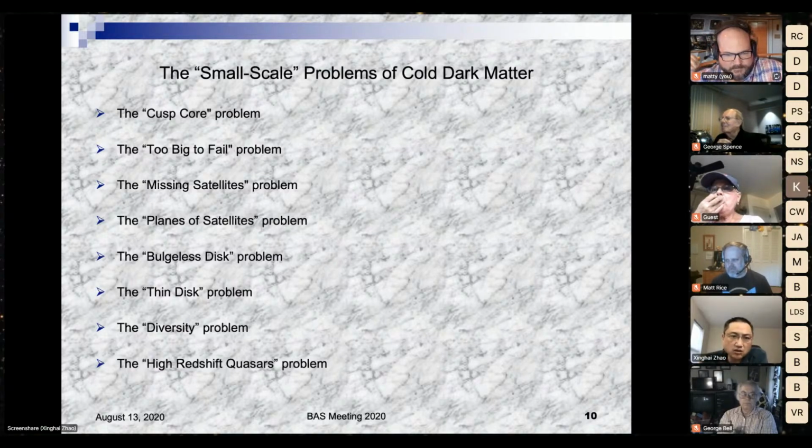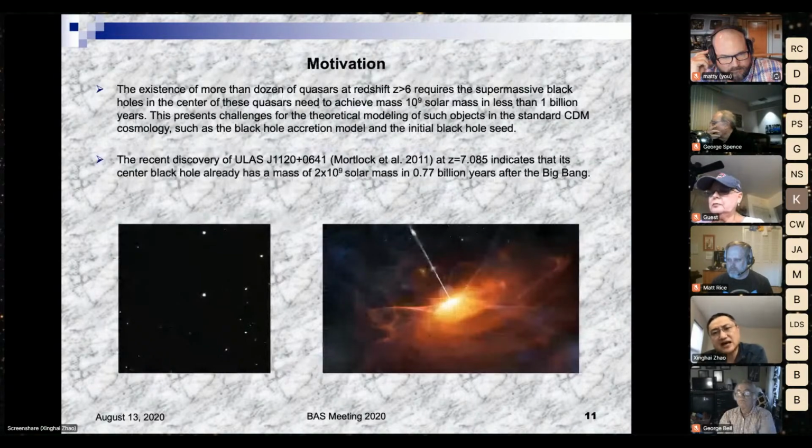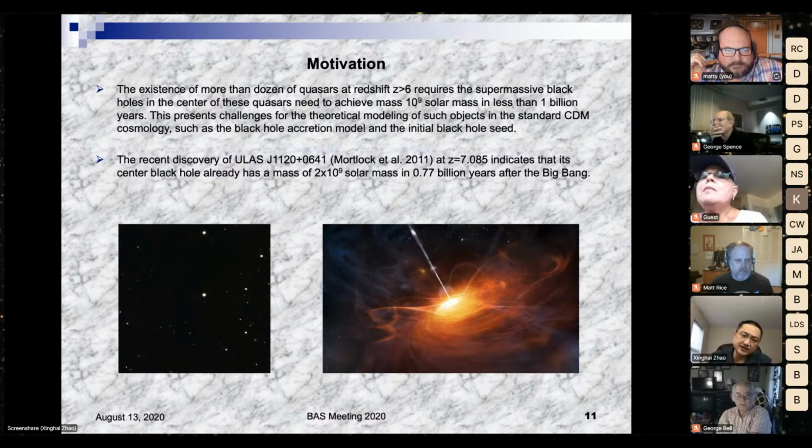So why do I list so many small-scale problems of cold dark matter? Because in my research at Penn State University, I started working on one of these problems, in the same category, called the high-redshift quasar problem. So what is the problem? It involves a high-redshift quasar. What is a quasar? A quasar is an active galactic nucleus. Basically, it's a huge black hole that is accreting mass.